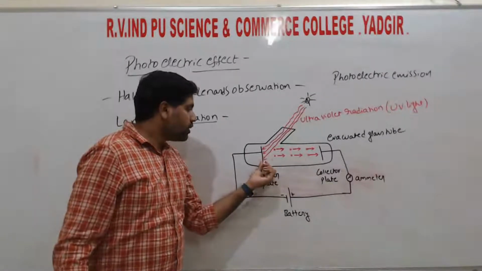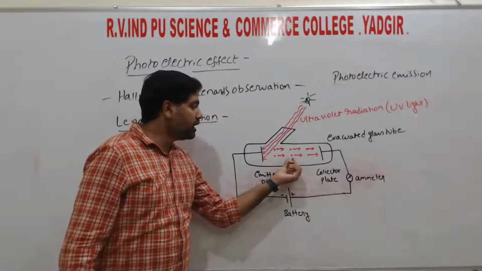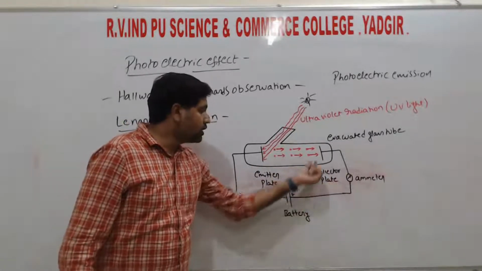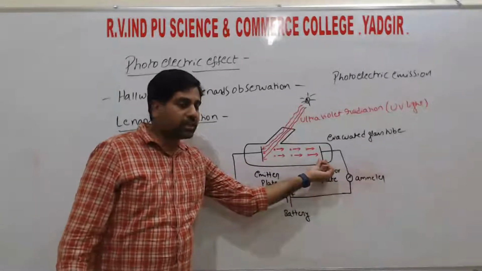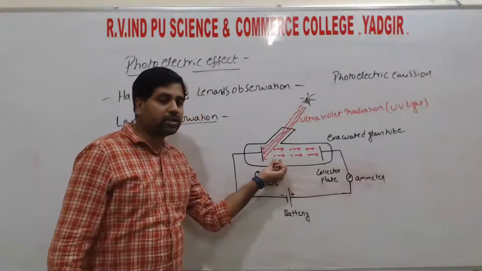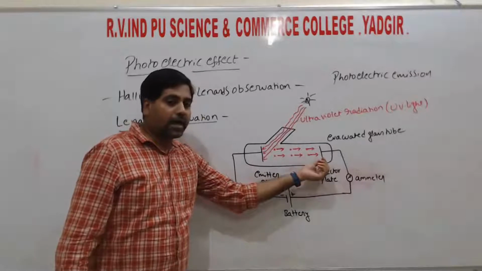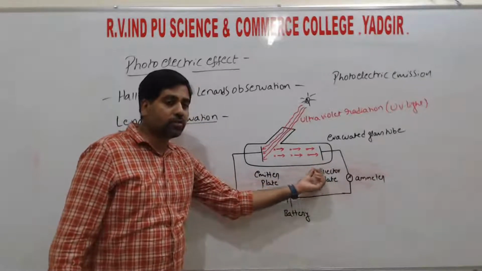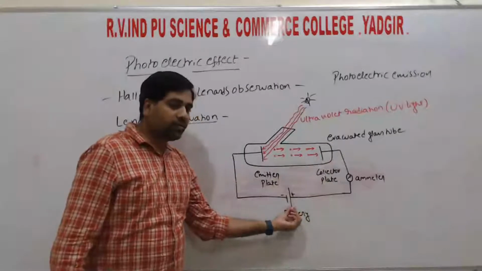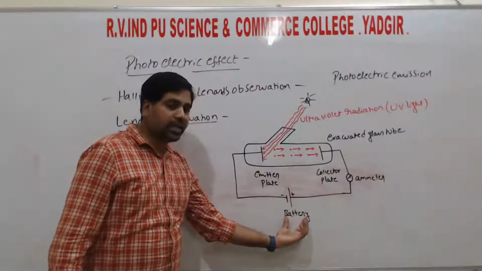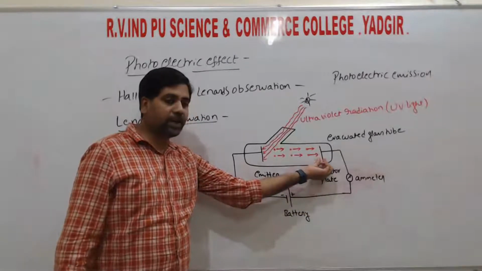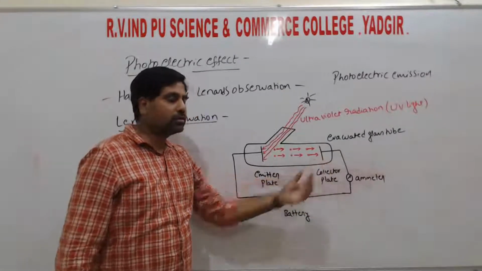When the electrons are emitted, these electrons are attracted towards the collector plate because this plate is positively charged. The electrons are negatively charged, hence they are attracted to the positive charges in the collector plate. Here we connected the external source, the battery, so this plate gets the positive charges.